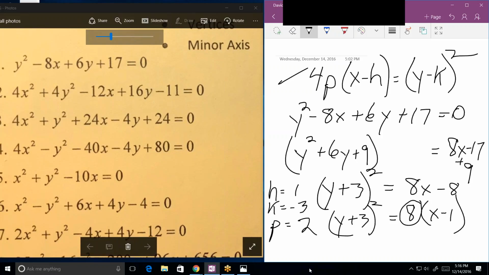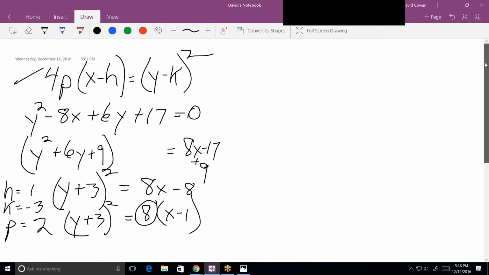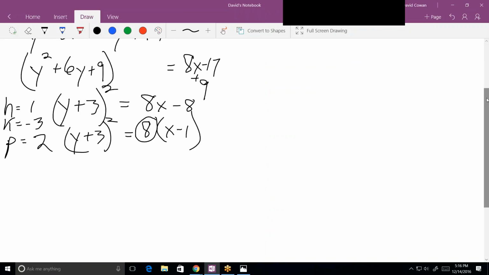What else did they want? Then they also, well, if it's a parabola, they want the directrix and the latus rectum. Love these math terms. The whole class must bust a gut when he says that.